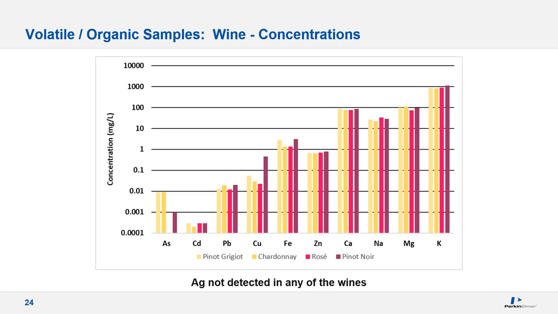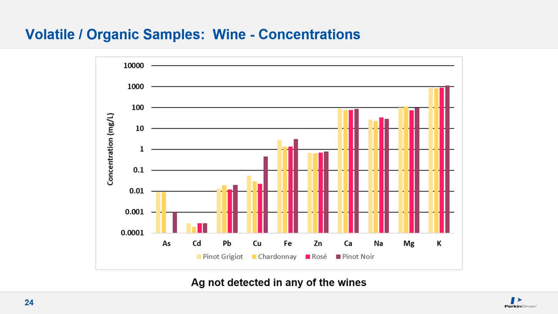Here are the results of the wine analysis. We purchased four wines locally, ranging from light to dark in color: a Pinot Grigio, Chardonnay, Rosé, and Pinot Noir. The different color bars represent each of the wine samples. As the results show, there was a wide range of analyte concentrations measured in the wines, from less than 0.001 ppm for cadmium up to 1,000 ppm for potassium, with silver not being detected in any of the wines.